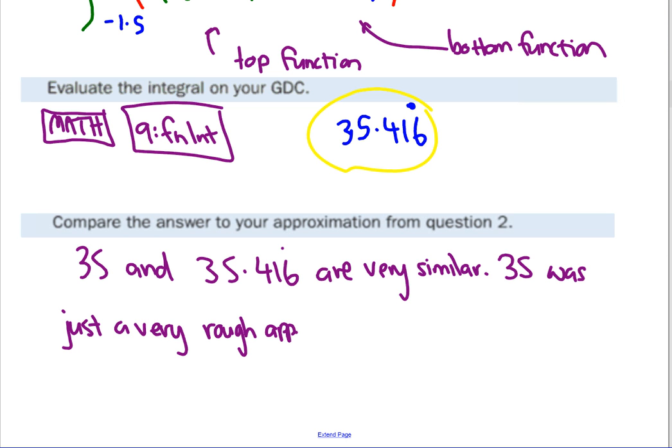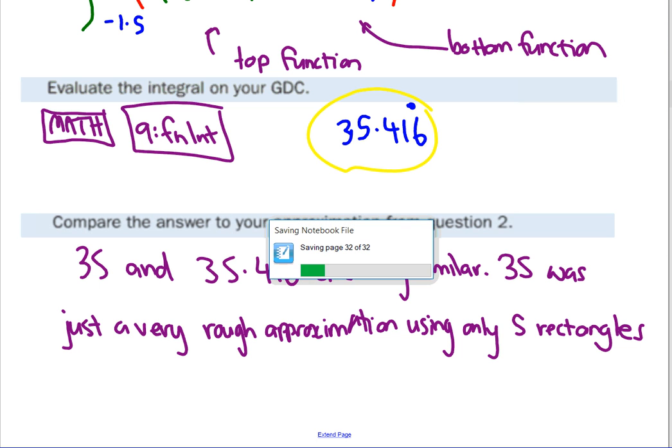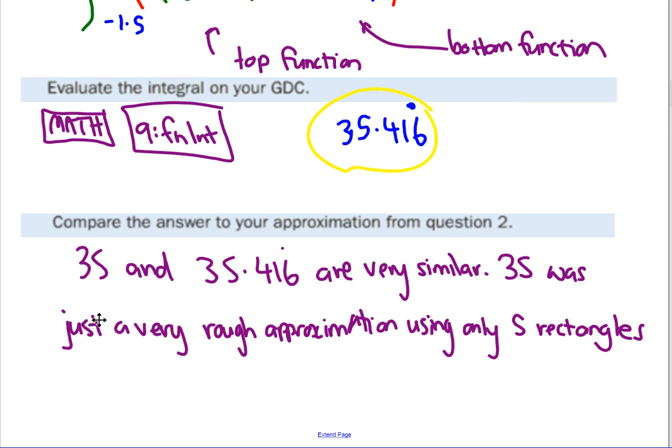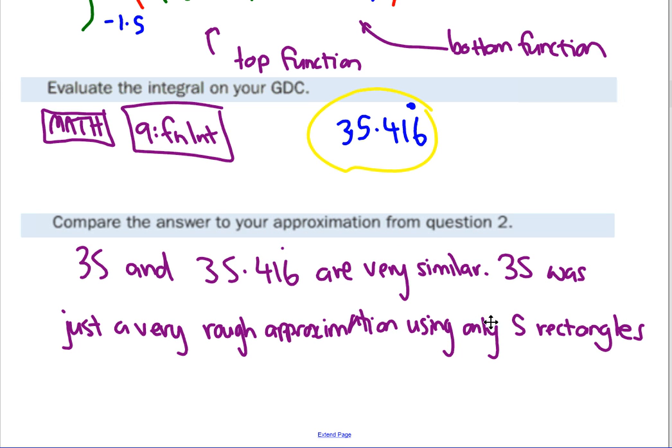Using only 5 rectangles. Whereas what the calculator's doing is using a lot more rectangles. It's impossible to use an infinite amount of rectangles on the calculator, so they just use a lot of rectangles. So the calculator's sometimes slightly off as well, but it's more accurate than what we did by hand. So they're very similar. 35 was just a rough approximation, but the calculator is using way more rectangles than 5. So that's why it's a lot more accurate.